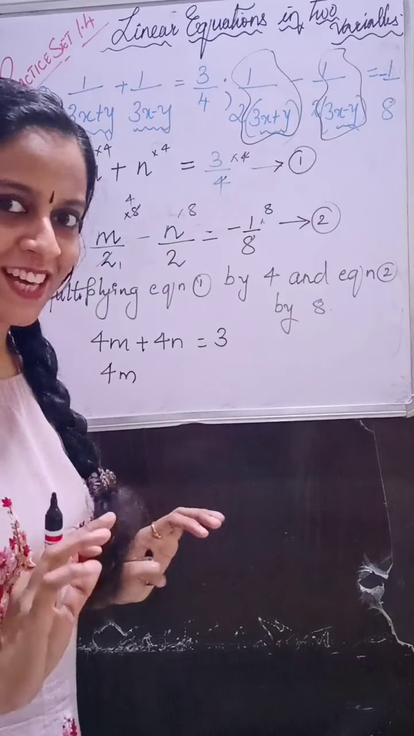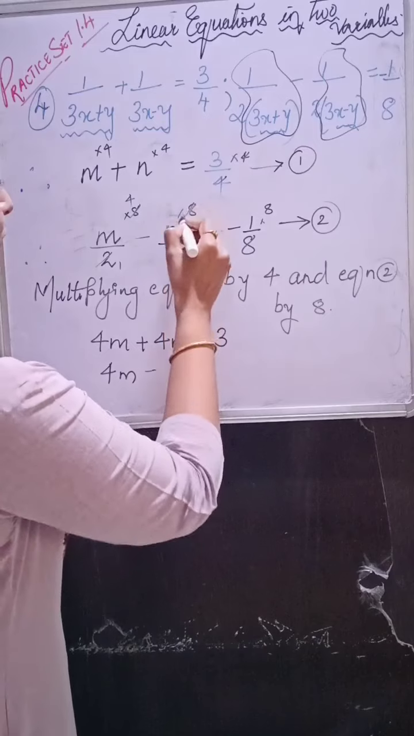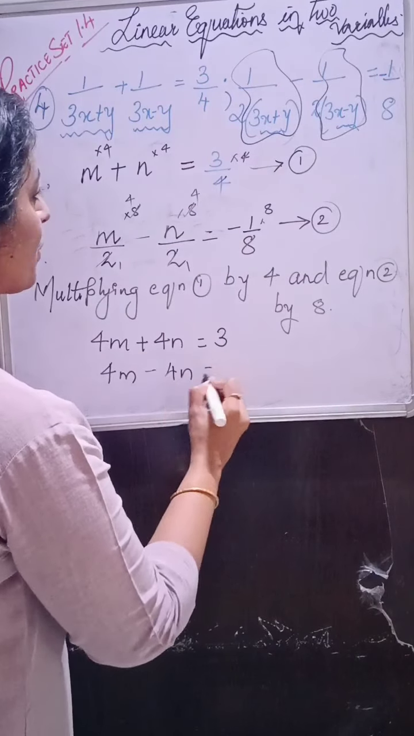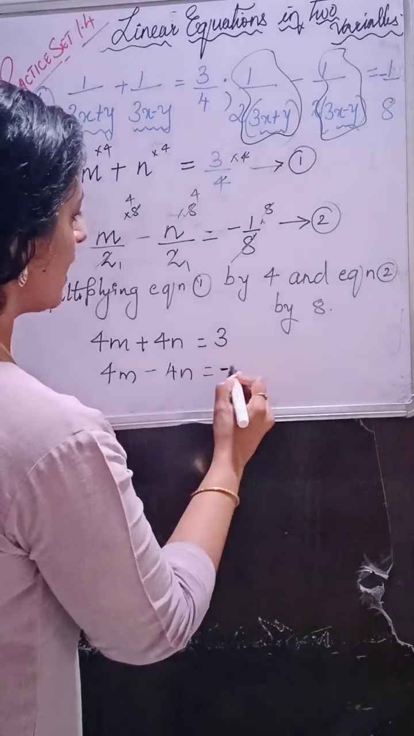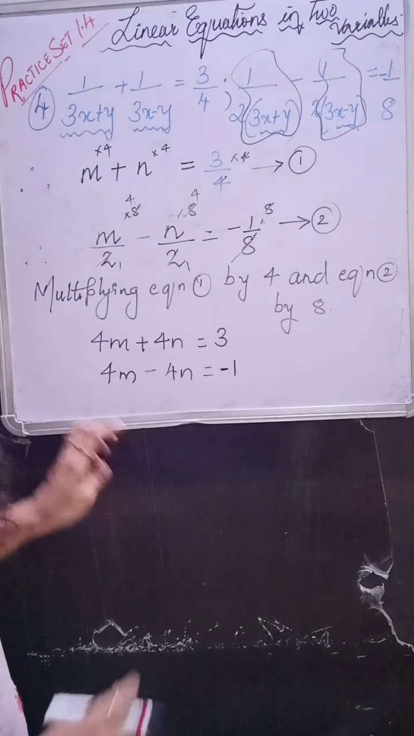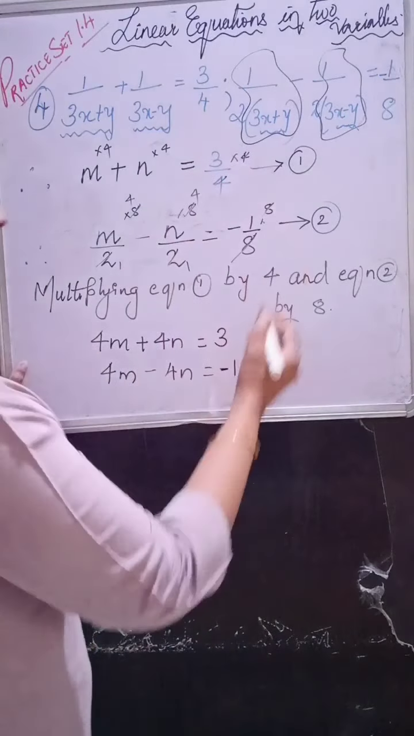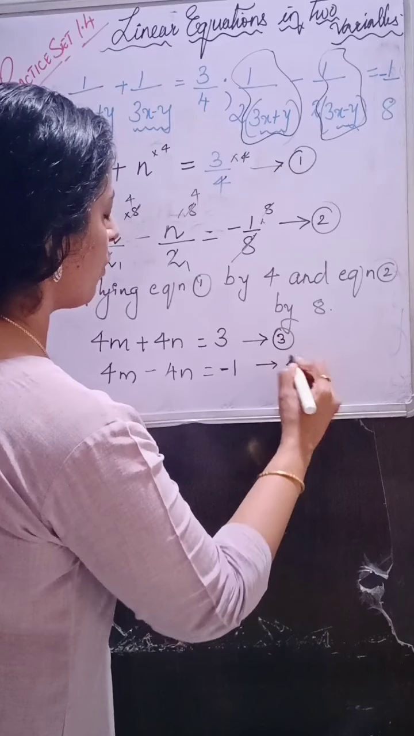We got 4m minus 2 1s are 2, 4s are 4n is equal to 8, and 8 gone. Don't forget this minus sign. Minus 1. So this is the new equation that we got. Let us give this as equation number 3 and this as equation number 4.